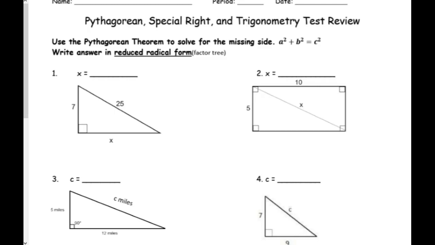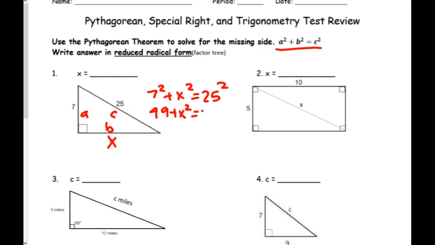Here's our review. We have to remember a squared plus b squared equals c squared when we're looking for a missing side of a right triangle. So we always label a, b, and c, and we write a squared plus b squared equals c squared. 7 squared is 49, plus x squared equals 25 squared, which is 625.